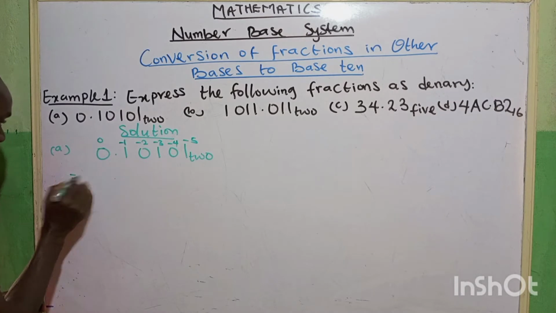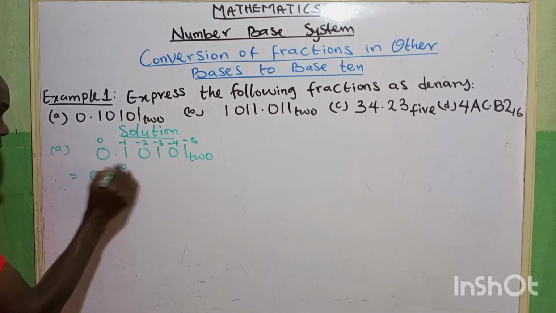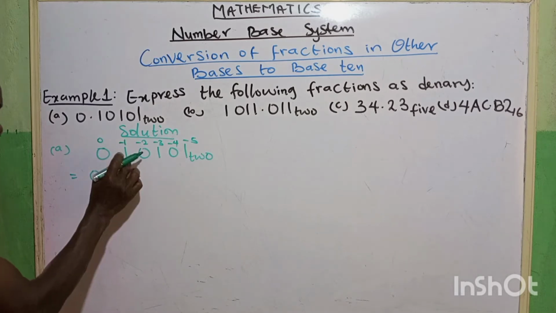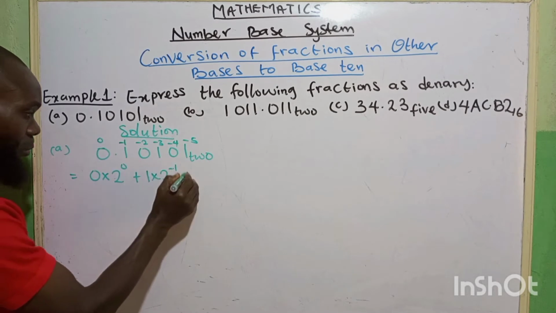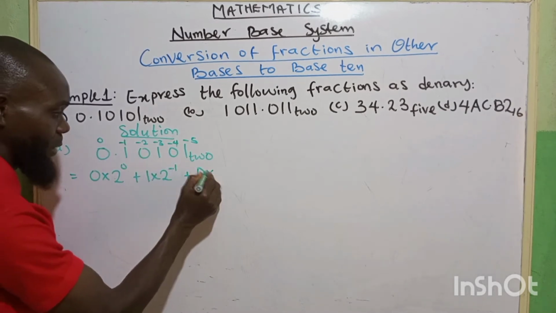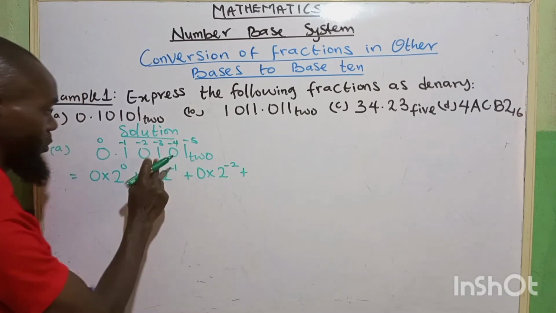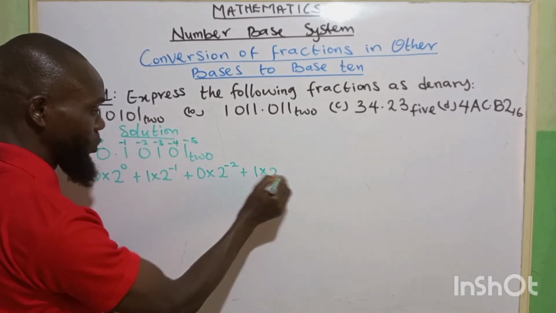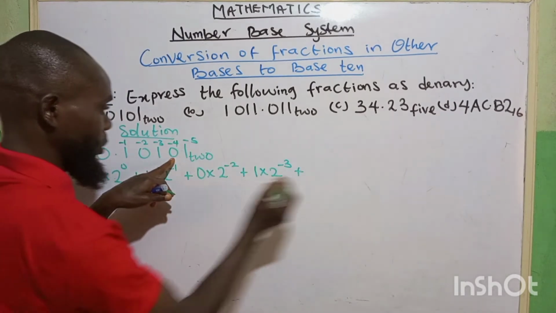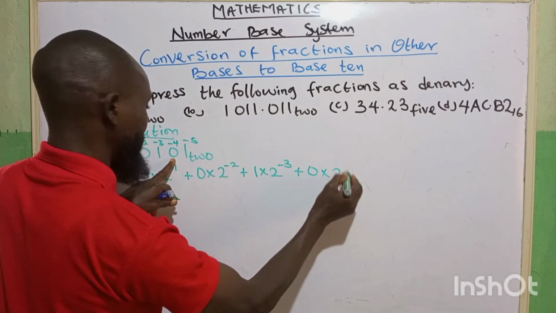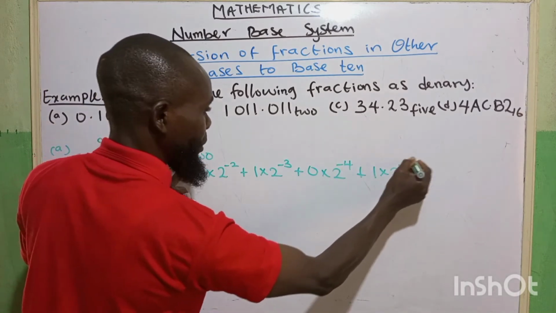Now, we start: 0 multiplied by the base 2 raised to power 0, plus 1 multiplied by the base 2 raised to power minus 1, plus 0 multiplied by 2 raised to power minus 2, plus 1 multiplied by 2 raised to power minus 3, plus 0 multiplied by 2 raised to power minus 4, plus 1 multiplied by 2 raised to power minus 5.